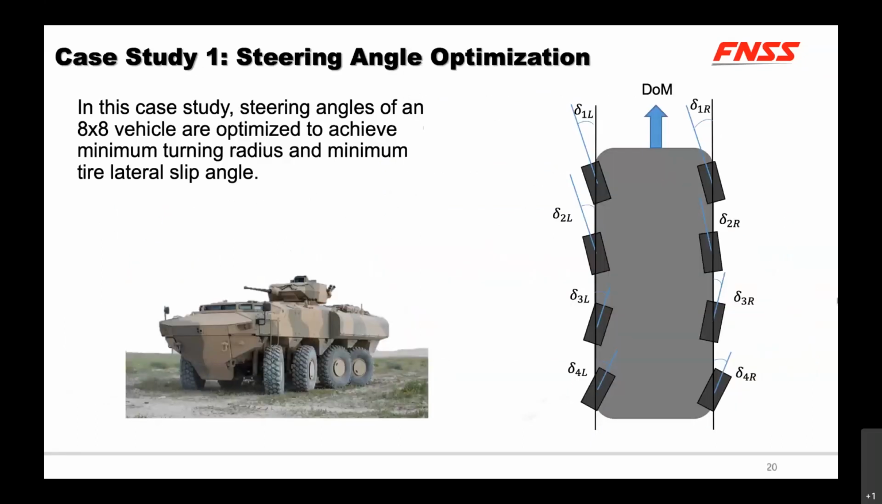In this case study, we have an 8x8 vehicle where all of the wheels are steered individually. And we are trying to find the maximum steering angles so that our vehicle turns in a minimum turning radius, and we have low lateral slip angles for each tire.